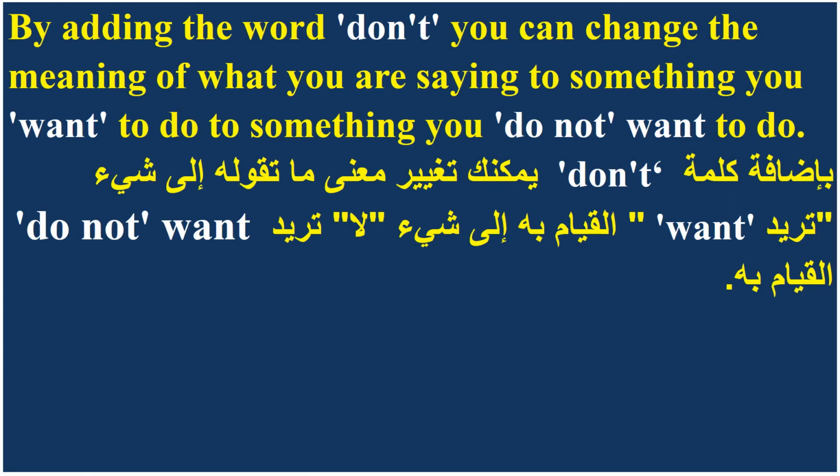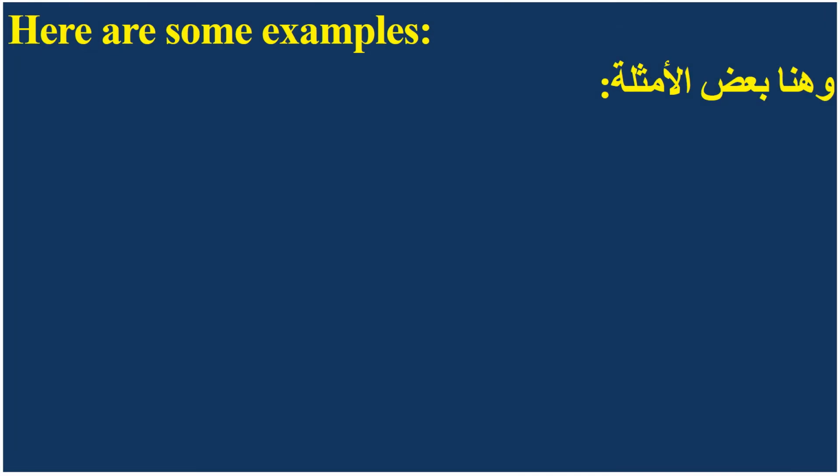By adding the word don't, you can change the meaning of what you are saying from something you want to do to something you do not want to do. Here are some examples.